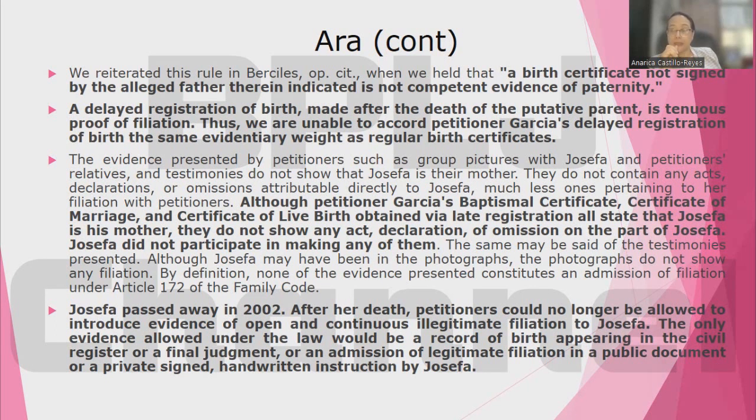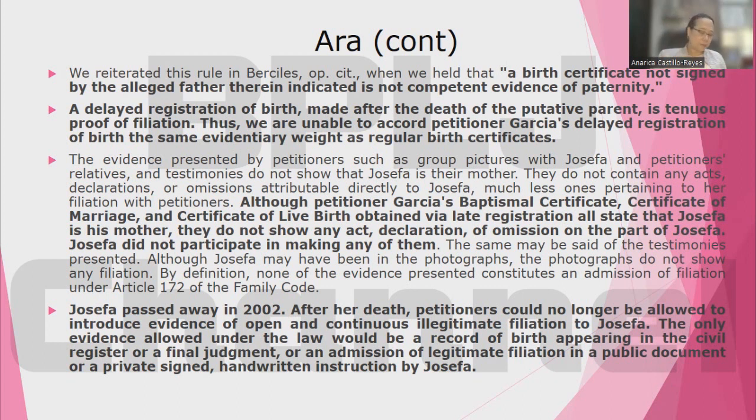Josefa passed away in 2002. After her death, petitioners could no longer be allowed to introduce evidence of open and continuous illegitimate filiation to Josefa. The only evidence allowed under the law would be a record of birth appearing in the civil registrar or a final judgment, or an admission of filiation in a public document or a private signed handwritten instrument by Josefa.